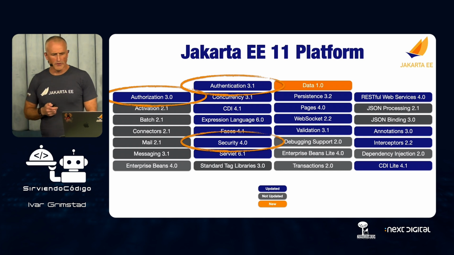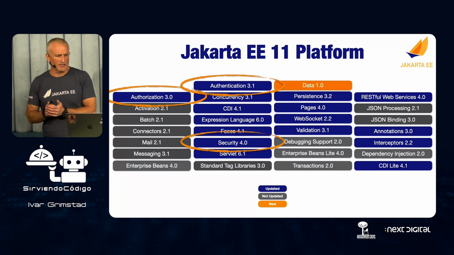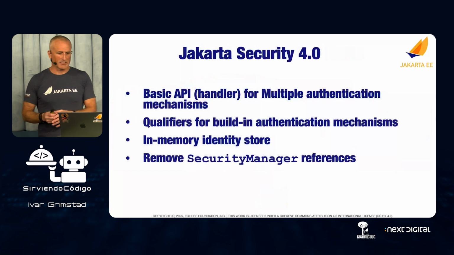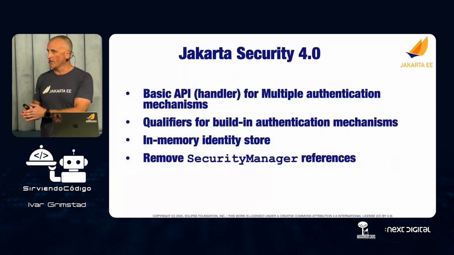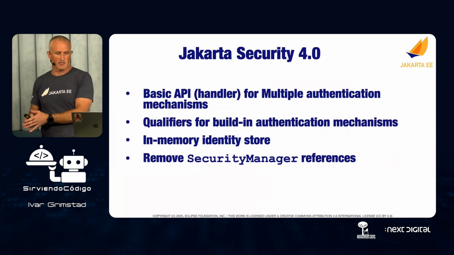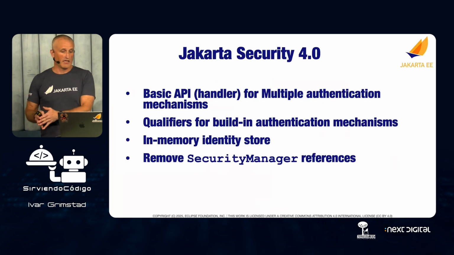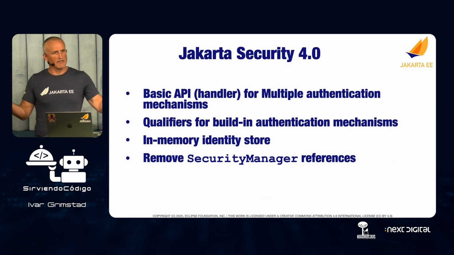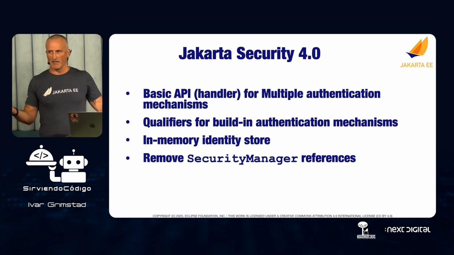So let's go through some of these specifications in a little bit more detail, and then I get to the code. So the security specifications, there are 3 of them. The most important one is Jakarta Security API, or Jakarta Security 4.0. That's the API that we as Java developers are using.